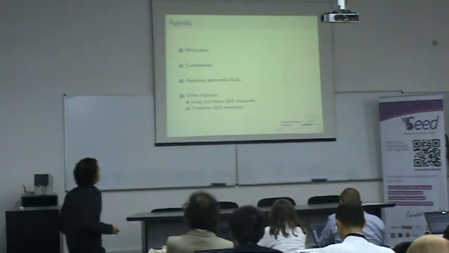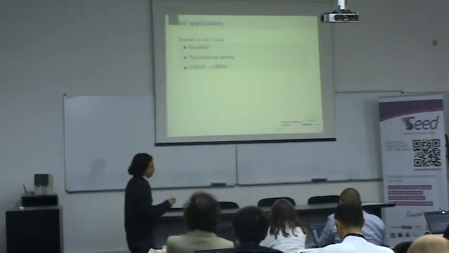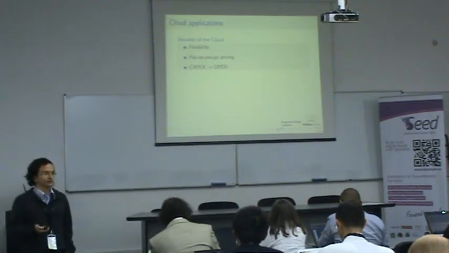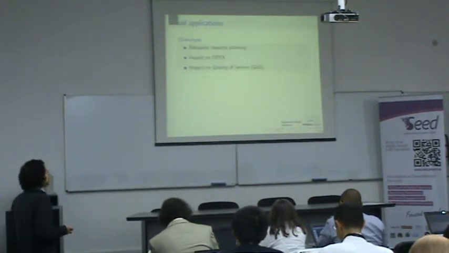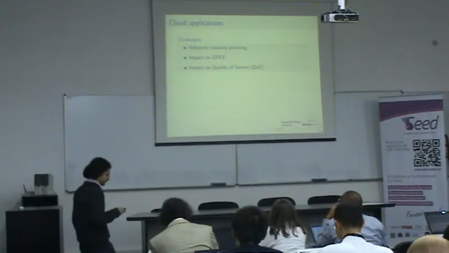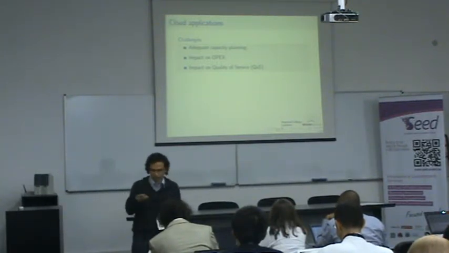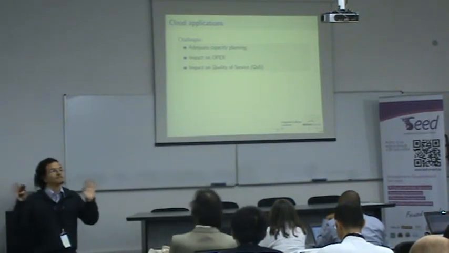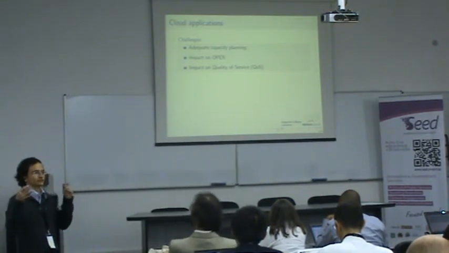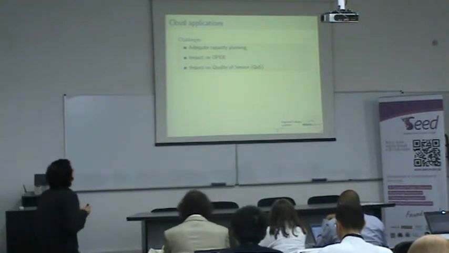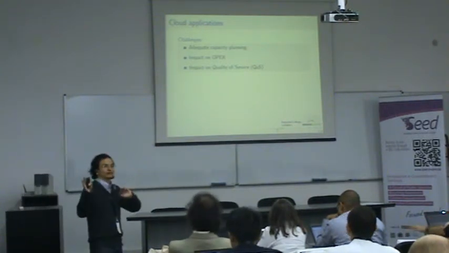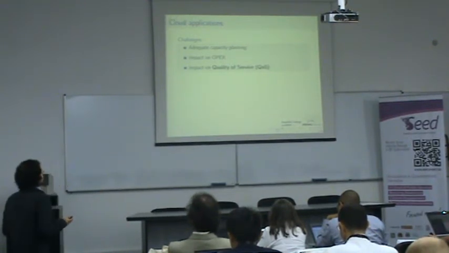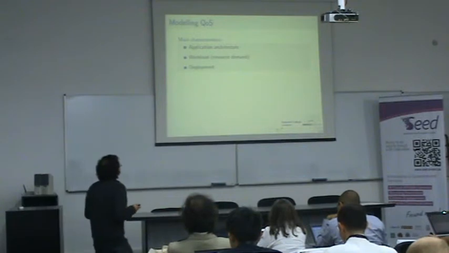Motivations to work on this model. Basically, what we want to do is try to exploit the flexibility of the cloud, and exploit it to try to maintain two conflicting objectives, to keep this trade-off between the costs and the quality of service that we can have. And we will focus basically on the quality of service.